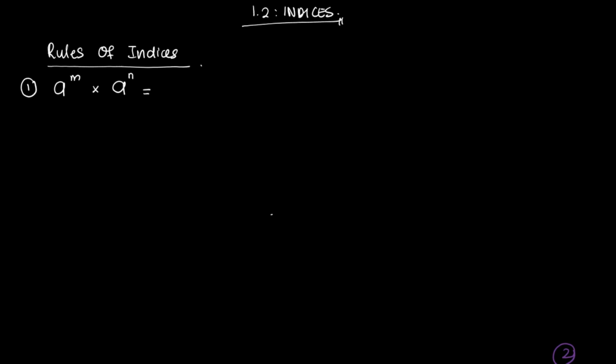To know what is indices. Indices is a number in the form of a power. So this is indices. What is a? a is the base number. How about n? What is n? n is the power, or we can call it indices. So that is indices.